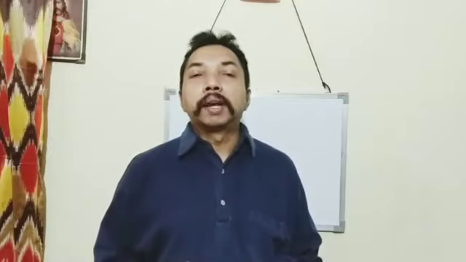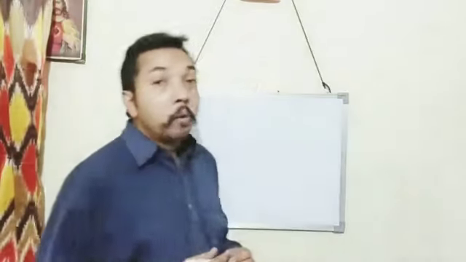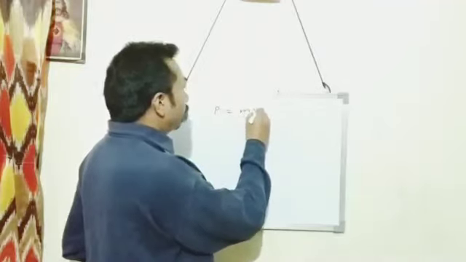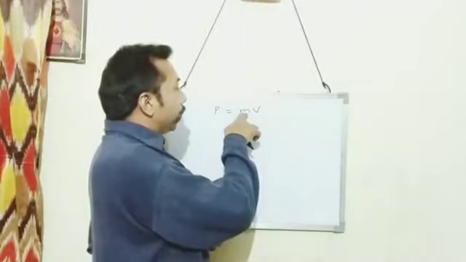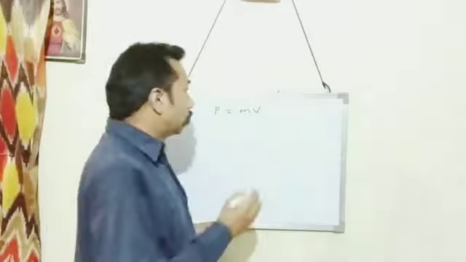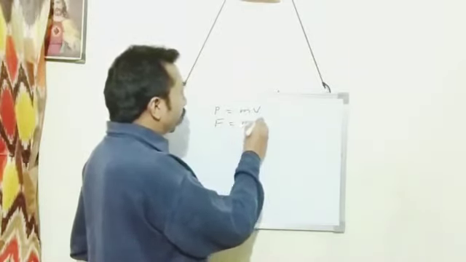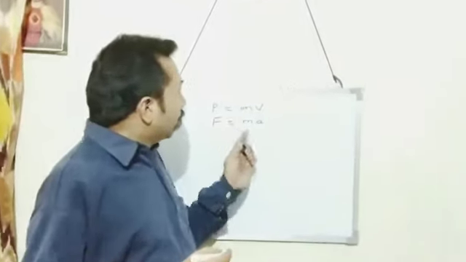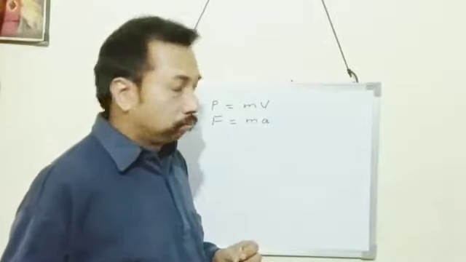The important formulas used for solving the numericals are momentum, P is equal to M into V. Momentum is represented by the letter P, M for mass, V for velocity. So momentum is equal to mass into velocity. Then force is equal to mass into acceleration. When mass and acceleration are given, we find force by the formula mass into acceleration.